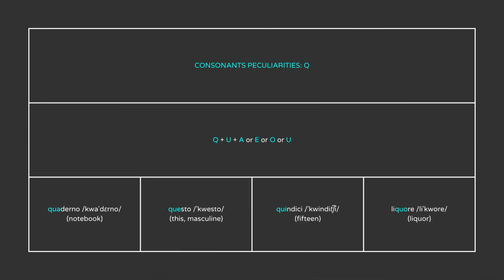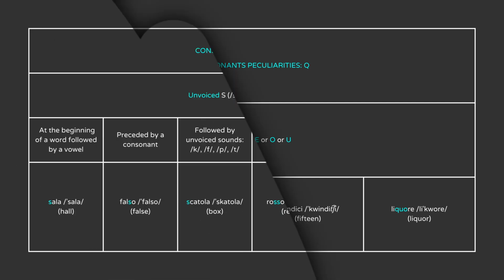Peculiarity number 2. The letter Q is always followed by U and another vowel. For example, quaderno, questo, liquore. A little note on the side, the sounds QU with Q and QU with C are pronounced identically, so always check a dictionary if unsure about the spelling.